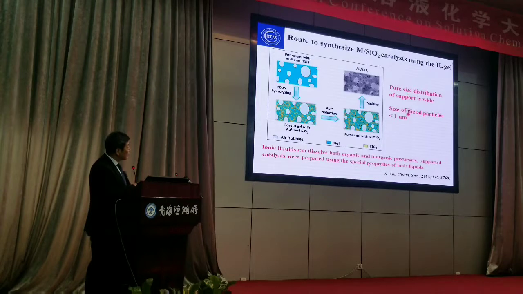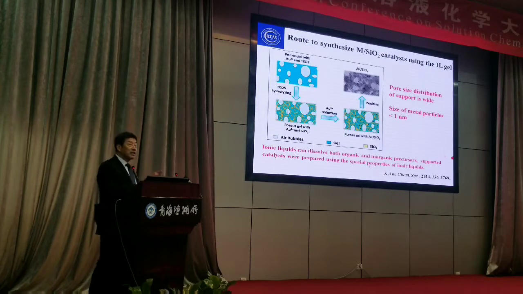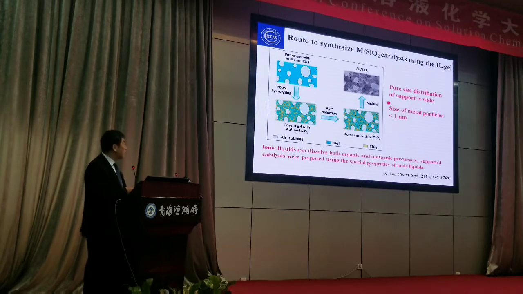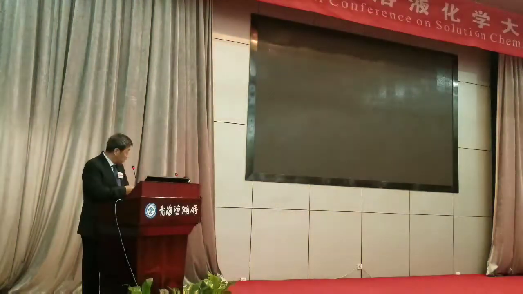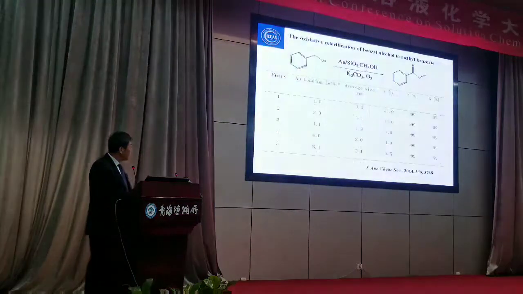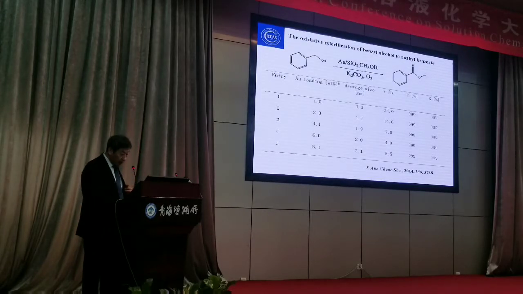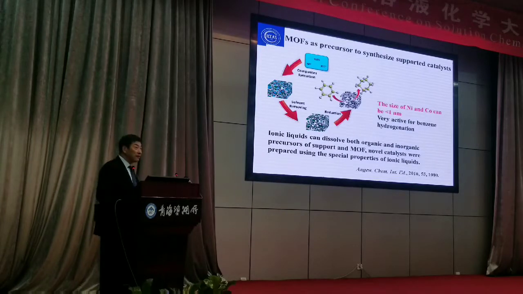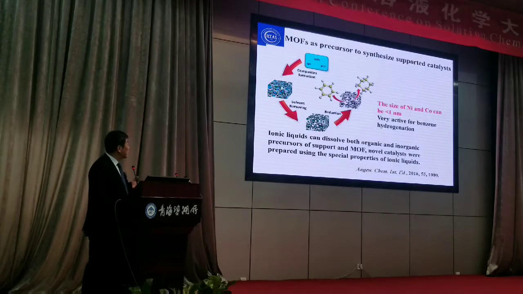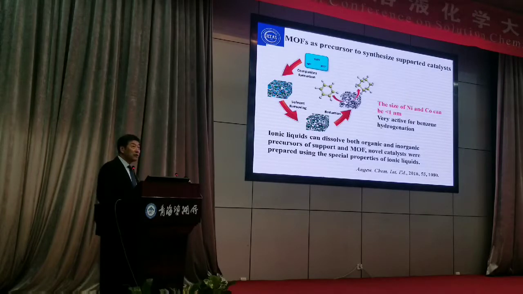For some catalysts, the particle size can be less than 1 nanometer, that is very difficult for conventional method. And this is also very active and selective for oxidation reactions. That means, using special properties of ionic liquid, we can design and prepare some catalytic materials that would be very difficult to prepare in conventional solvent.